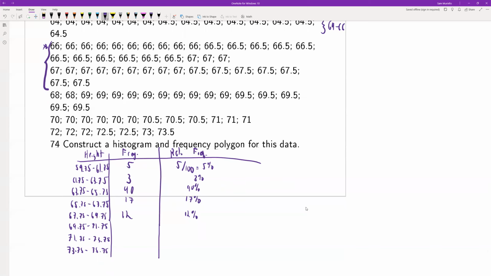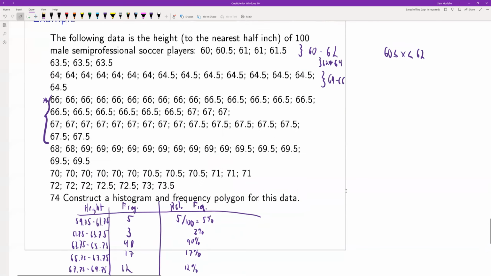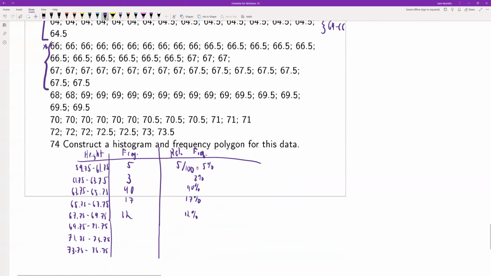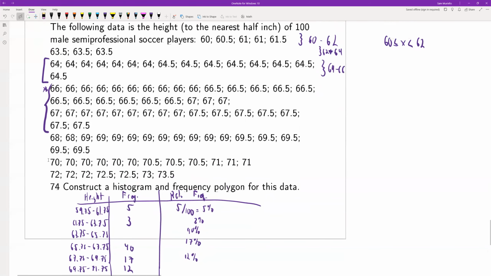Hang on one second. I think, did we miss a category? We may have missed one category. We did miss one category. This 40, we've skipped this category here, so we'll scoot everything down. This one is the 12. This one is the 17. This one is the 40. And the one we've missed was the 64 to 66 range.